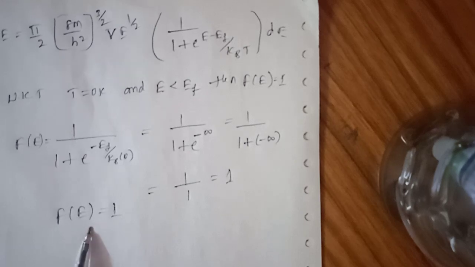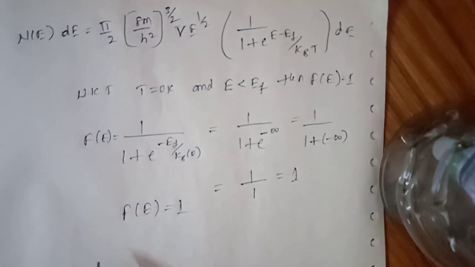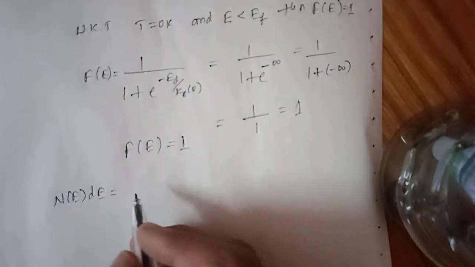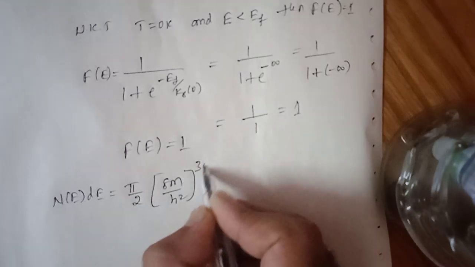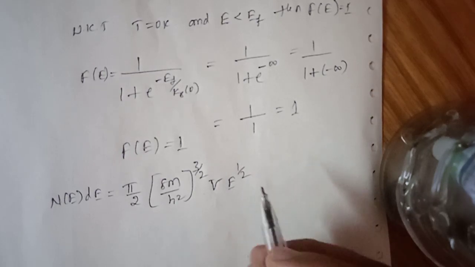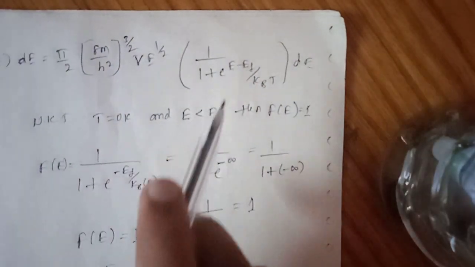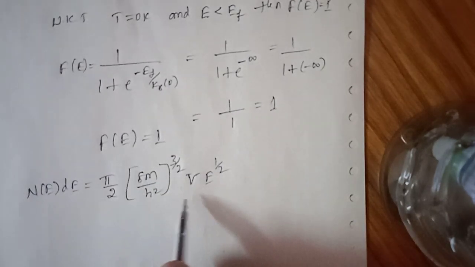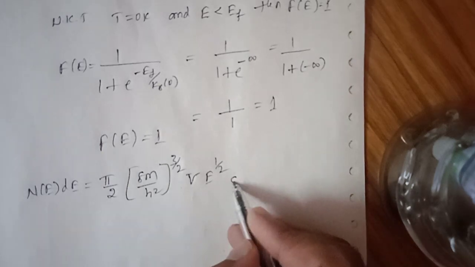Then start substituting this F of E in the expression. So N of E into dE is equal to pi by 2 into 8m by h square to the power 3 by 2, with the volume as well as E power half. The entire Fermi factor F of E is 1 because the probability is 1. So the above expression simply becomes pi by 2 into 8m divided by h square to the power 3 by 2, V into E power half into dE.